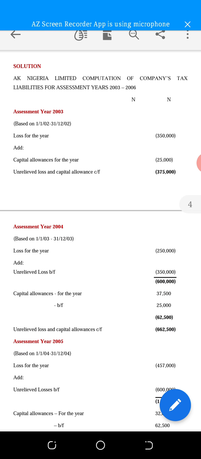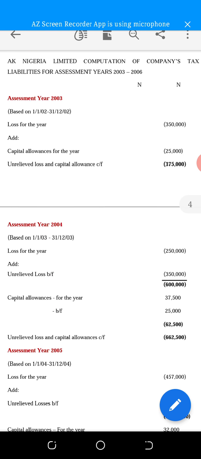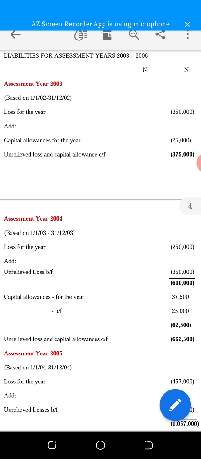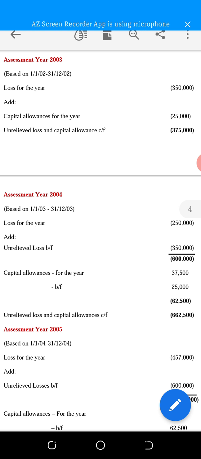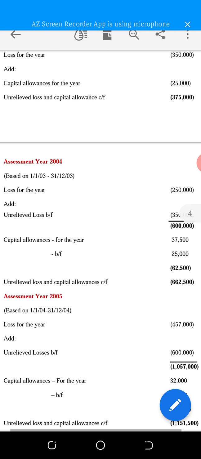Looking at 2004, we have the basis period. We have it on preceding year basis. In 2004, we'll be looking at the loss incurred in 2003, which is 250,000. Unrelieved loss brought forward, that is loss from the last year, 350.